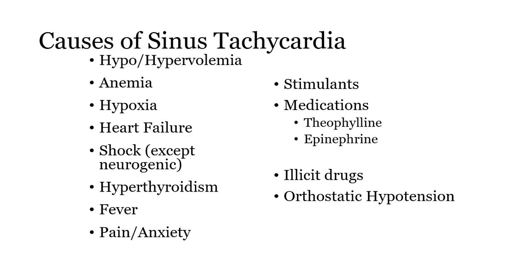Shock, except neurogenic shock. Remember, shock, we're thinking about fluid volume, we're thinking about infection. Those things put stress on the body, increased metabolic demand. Hyperthyroid increases the metabolic rate. Fever, our body is going to increase that heart rate to try to get rid of some of that heat that the body has generated.